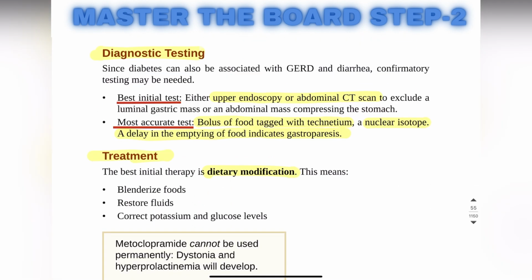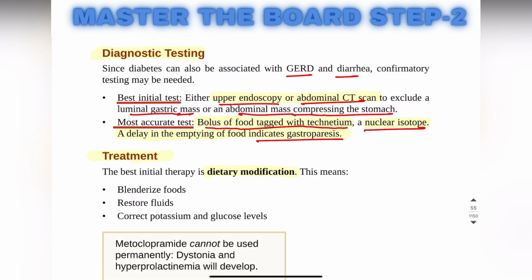Diagnostic test. Since diabetes can also be associated with gastroesophageal reflux disease and diarrhea, the confirmatory test includes upper endoscopy or abdominal CT scan that excludes the luminal gastric mass or the abdominal mass that might compress the stomach. But the most accurate test is the bolus of food that is tagged with technetium, a nuclear isotope. So, a delay in the emptying of the food indicates gastroparesis.